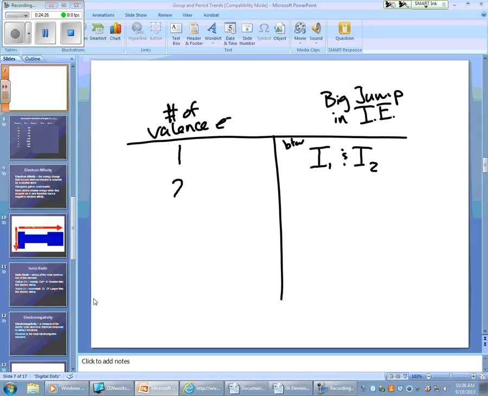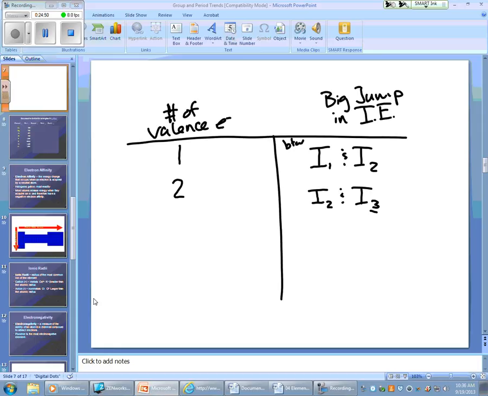Group 2 has 2 valence electrons, and we saw that it has a big jump in ionization energy between I2 and I3. Removing that third electron, we've lost all of the valence electrons, and removing that third electron was way more difficult because it was a core electron.